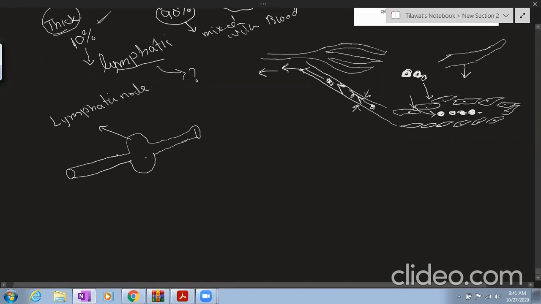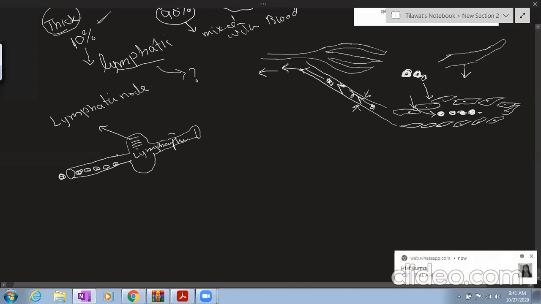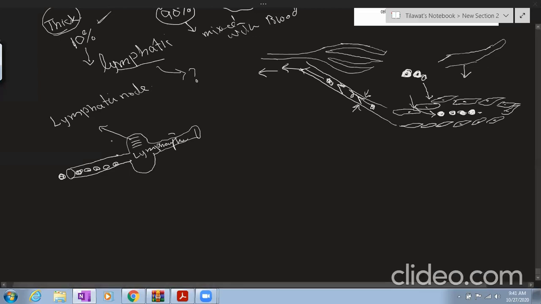Lymphatic node. And these lymphatic nodes have what? Lymphocytes. And whenever this lymph is passing through the lymphatic node, it is being filtered from any pathogen and any toxic thing. Is it okay? Actually, these lymphocytes are cleaning the blood from pathogens.